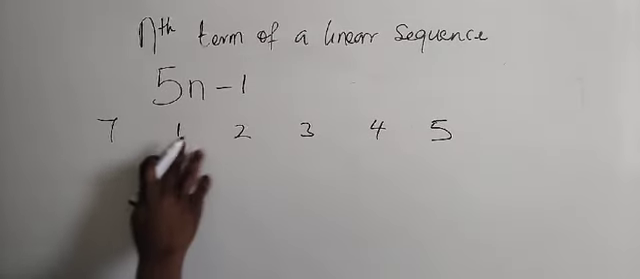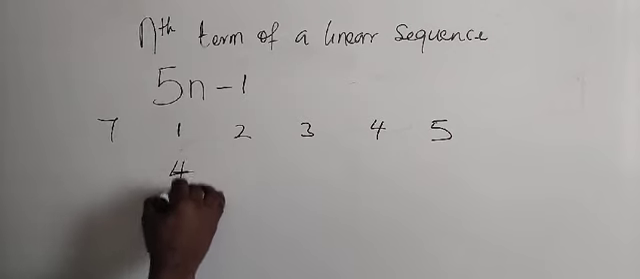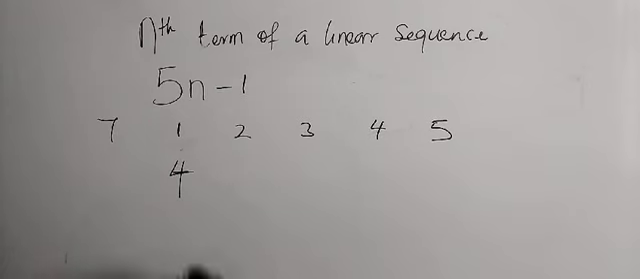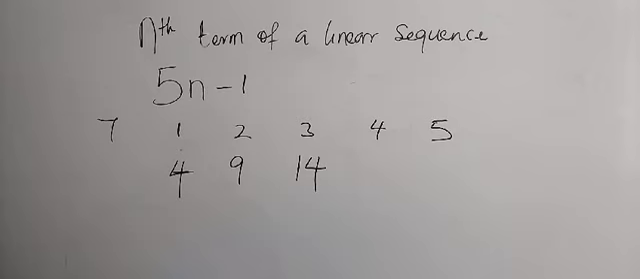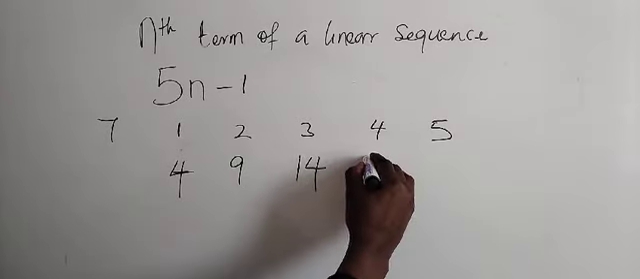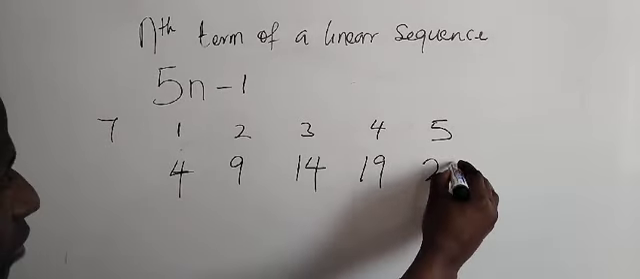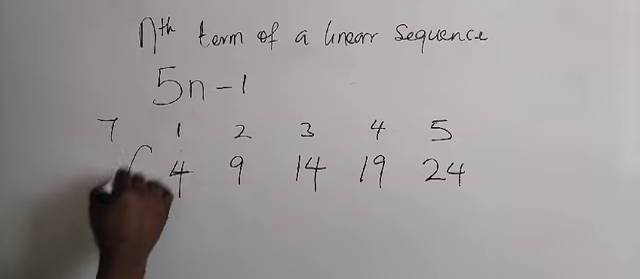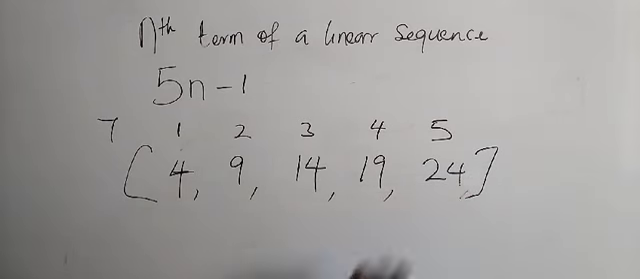When n is 1, our first term will be 4. When n is 2, our term will be 9. When n is 3, our term will be 14. When n is 4, our next term will be 19. And lastly, when n is 5, our term will be 24. So now we have been able to generate 5 terms from a given nth term. That is how you can generate a sequence from a given nth term.